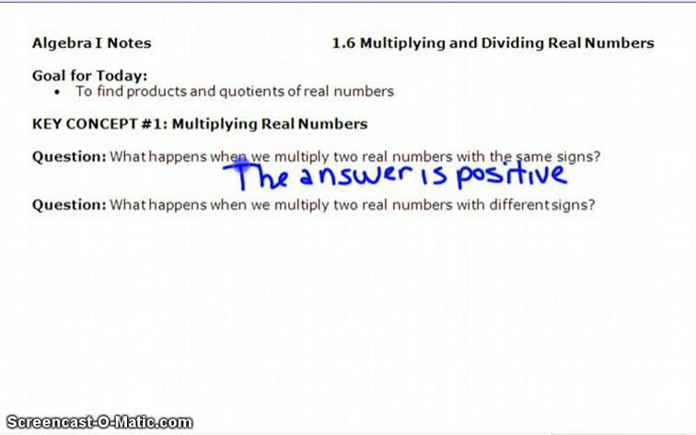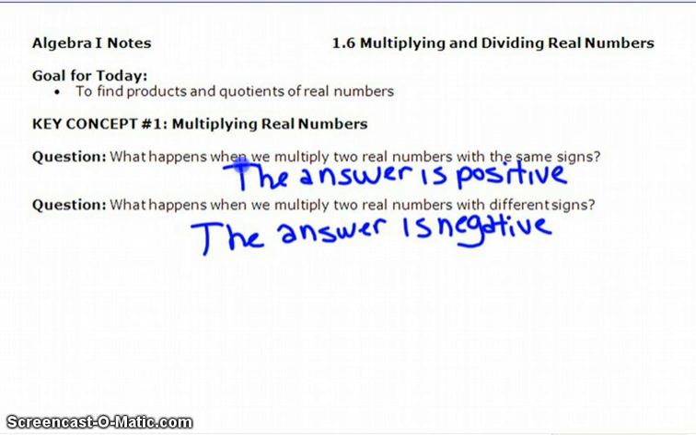So what happens when we multiply two real numbers with different signs? That means one positive, one negative. Well, the answer is negative. These are different rules than addition. So multiplication and addition have different rules for their operations.